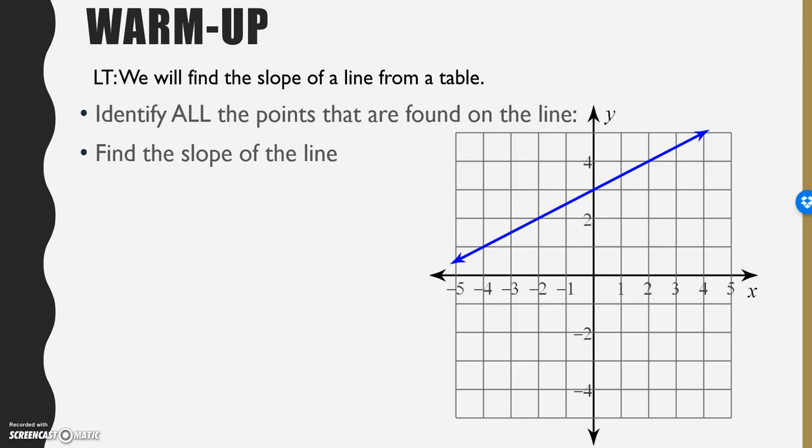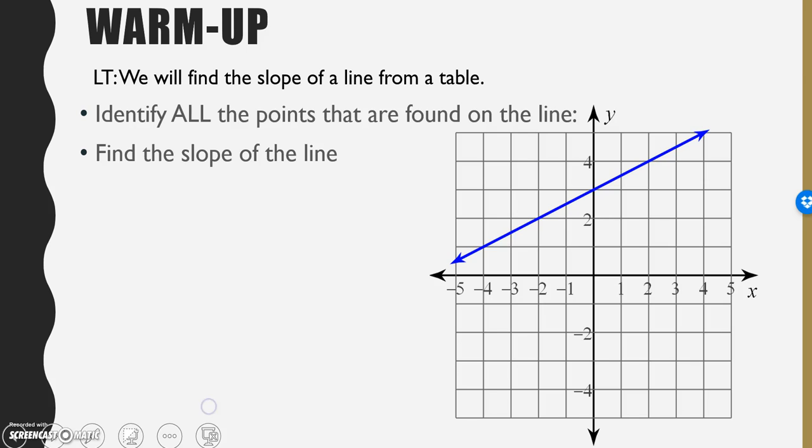So today our learning target is we will find the slope of a line from a table. For your warm-up, I want you to identify all the points that are found on this line that you see here, and then find the slope of the line. You're going to identify all the points just like we did yesterday, but I want you to do all of them, not just 2 of them, and I want you to actually find the slope of the line. Pause the video if you need time to do this.